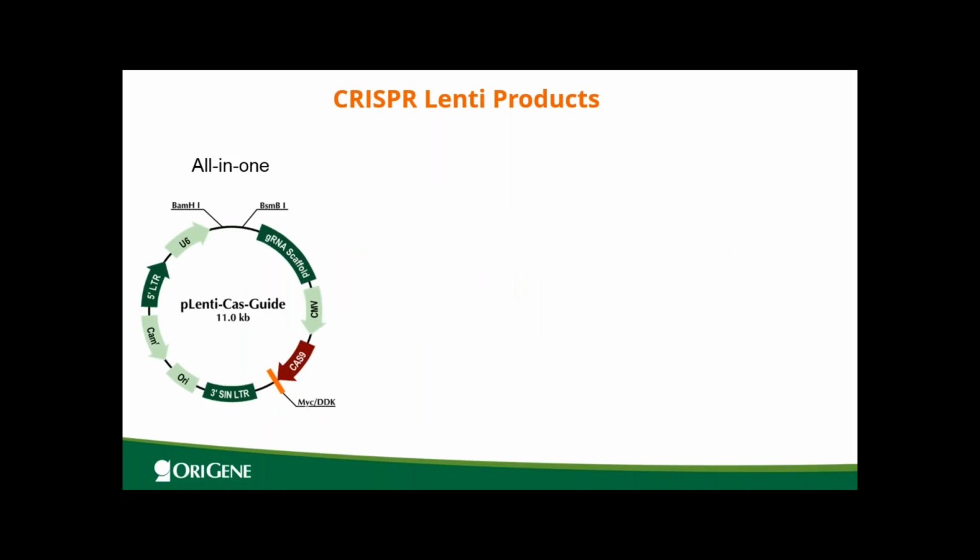This shows CRISPR lenti vectors. This is all-in-one. It has a cloning site to clone the gRNA sequence here. The gRNA will be under the U6 promoter, and it also has Cas9 under the CMV promoter. After infecting cells with this virus, the gRNA will bring Cas9 to the genome specific location and lead to a double-stranded break.